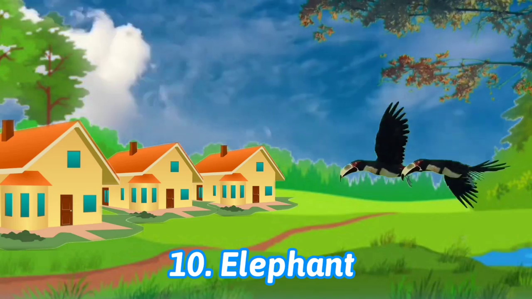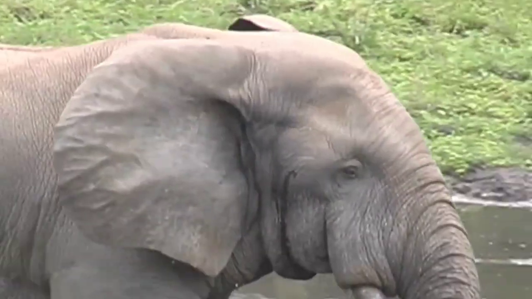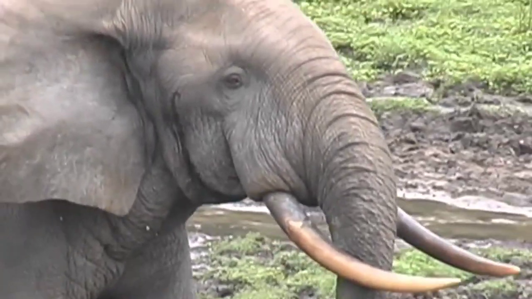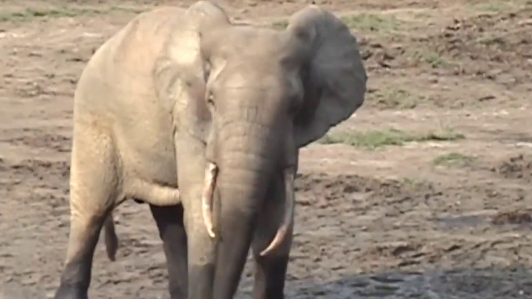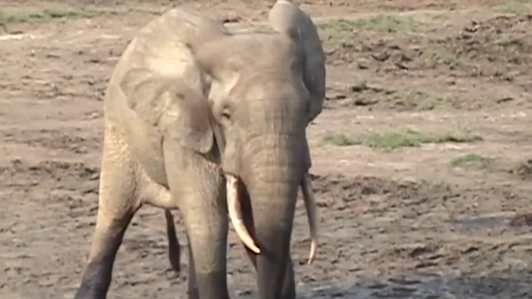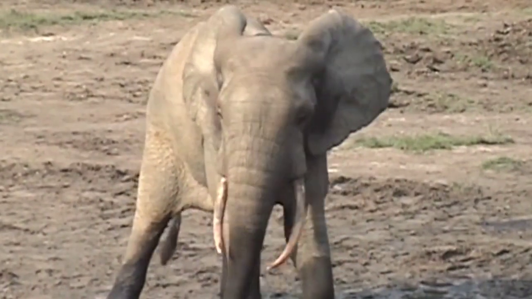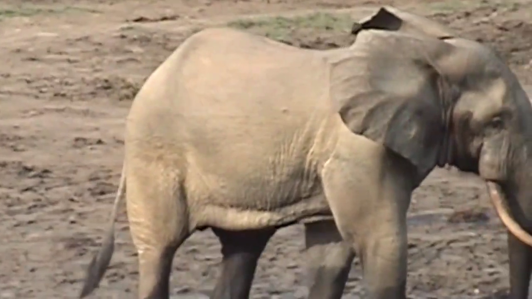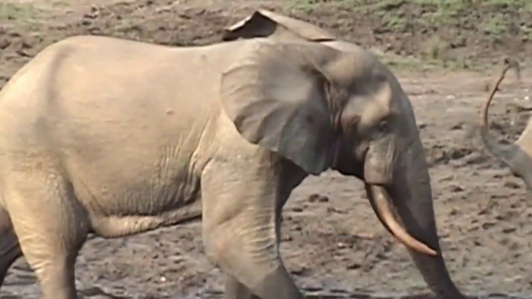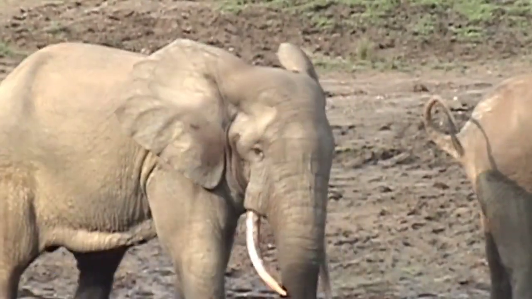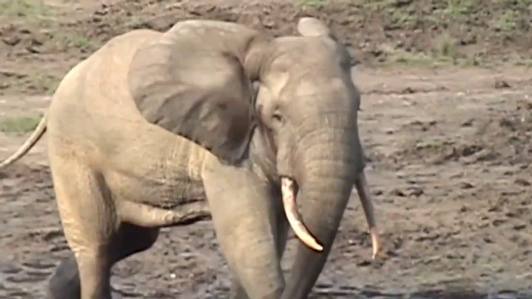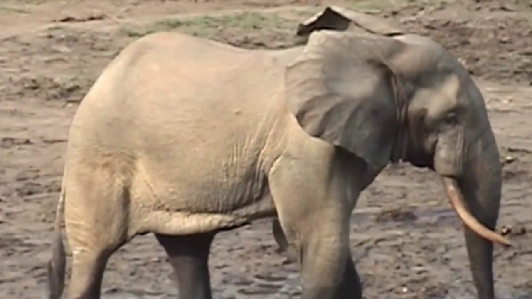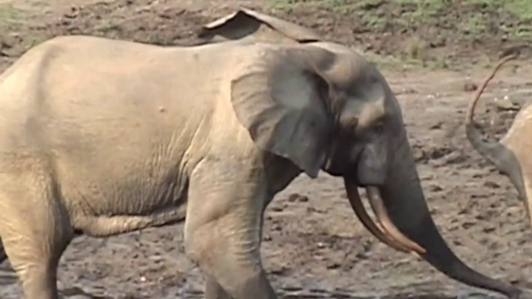Elephant. Elephants are the largest existing land animals. Three living species are currently recognized: the African bush elephant, the African forest elephant, and the Asian elephant. They are the only surviving members of the family Elephantidae and the order Proboscidea. The order was formerly much more diverse during the Pleistocene, but most species became extinct during the late Pleistocene epoch.